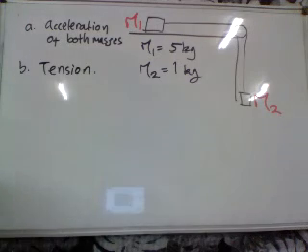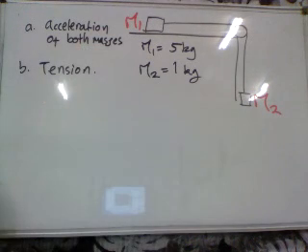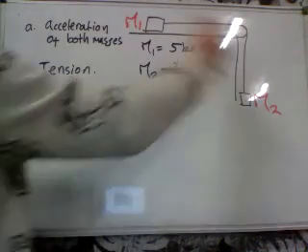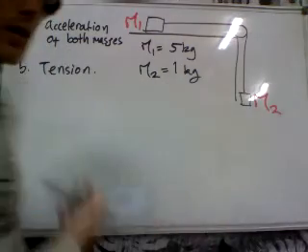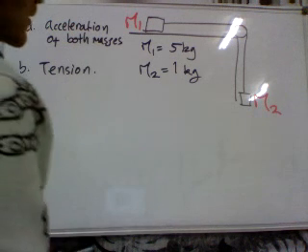So where do we start? Well, we start by considering the system as a whole. If we're trying to find the acceleration, we have to recognise that these two masses are connected together and they're going to accelerate together. So we consider it as a combined system.